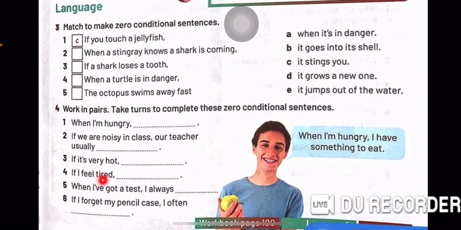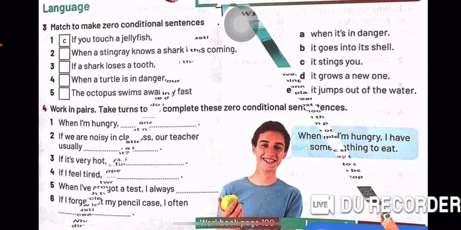If I feel tired, I sleep in bed. When I have got a test, I always study hard. If I forget my pencil case, I often borrow another pen.